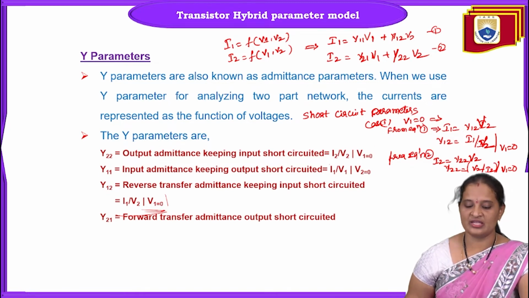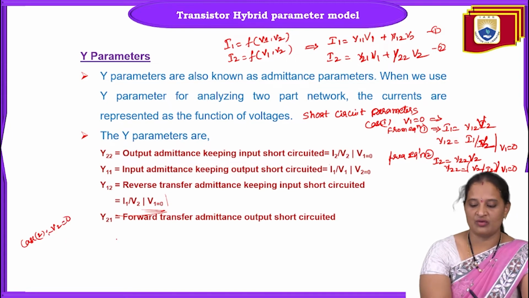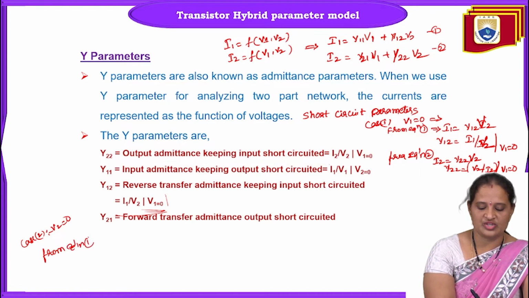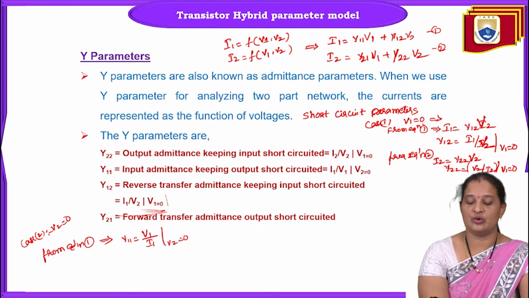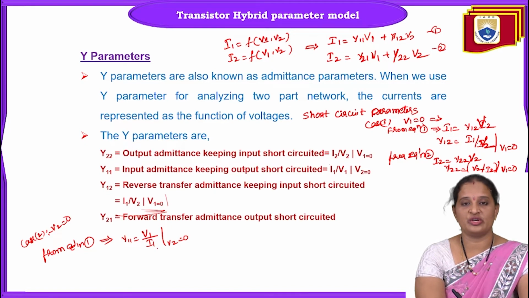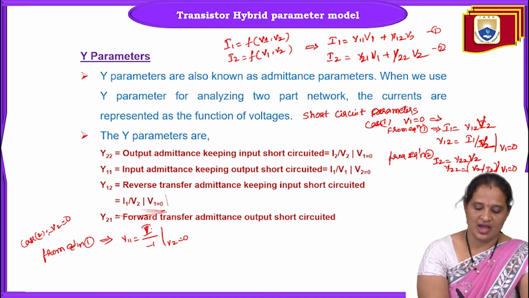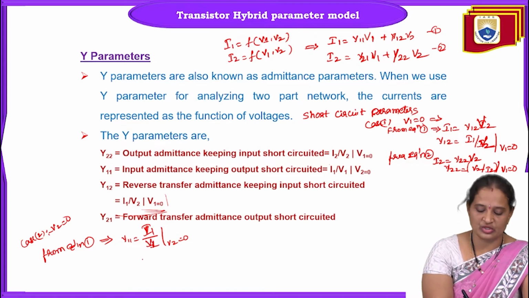And similarly, for case 2, we have to take V2 equal to 0. When I take V2 equal to 0, I can calculate from equation 1 a parameter Y11, which is equal to I1 divided by V1 by taking V2 equal to 0. So it is a ratio of input current to the input voltage. It is defined as the input admittance by keeping the output port short circuited.